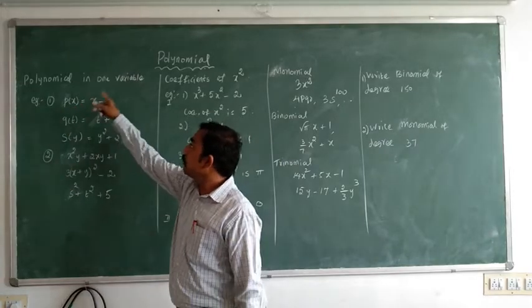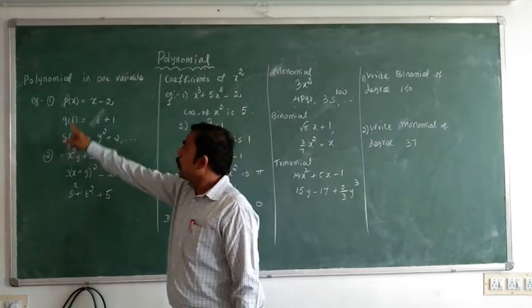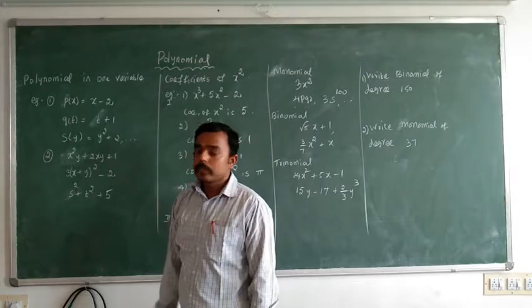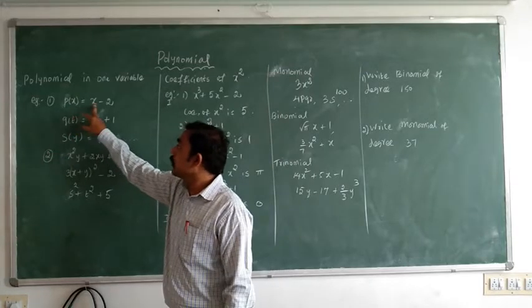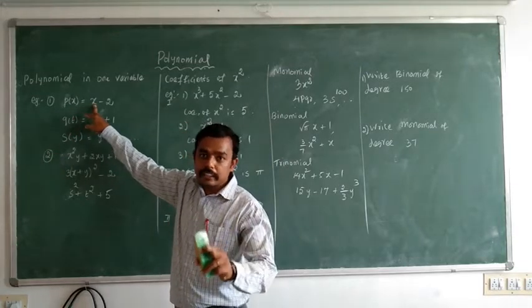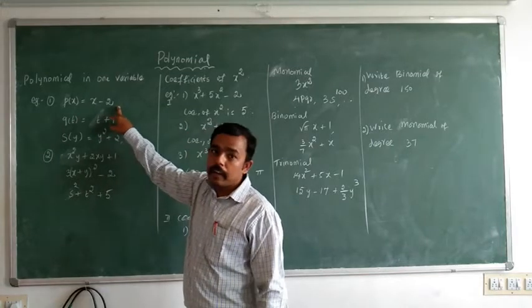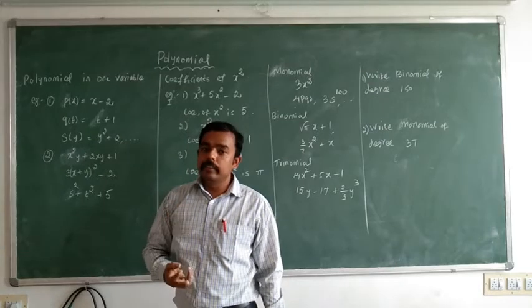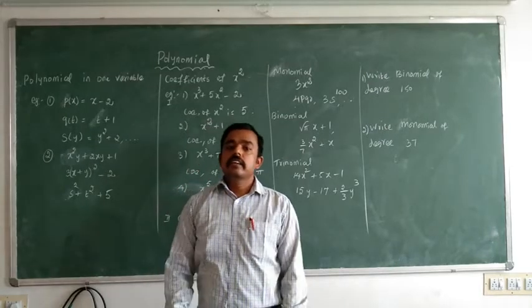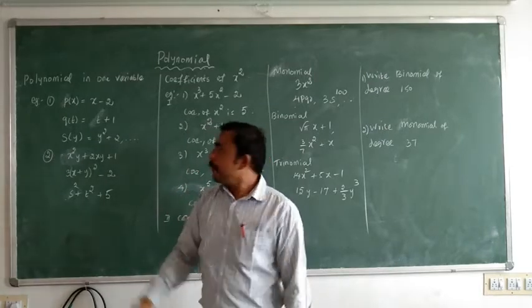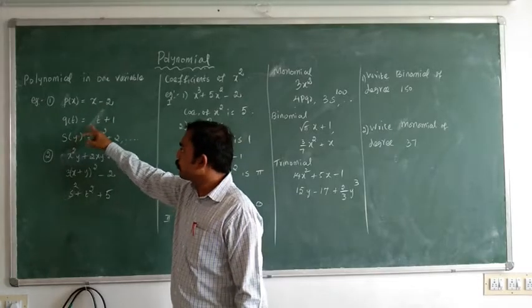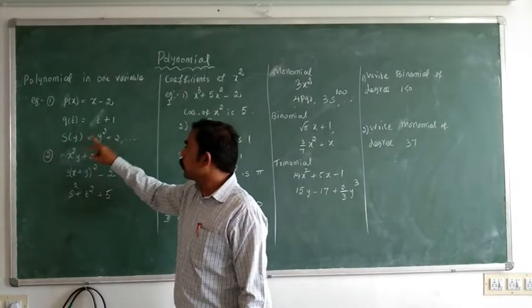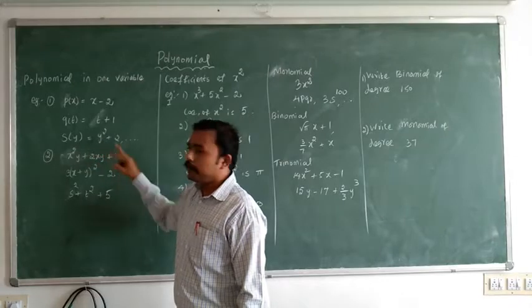Now, polynomial in one variable. The polynomial is p of x. Here there is only one variable, x, so it is called a one variable polynomial. If other than x we have other variables, other alphabets, we can say it is more than one variable. Now examples: x minus 2, q of t equals t plus 1, s of y equals y squared plus 2.